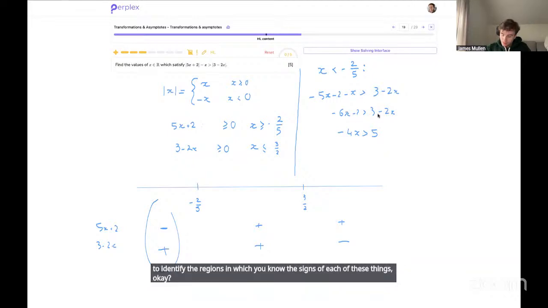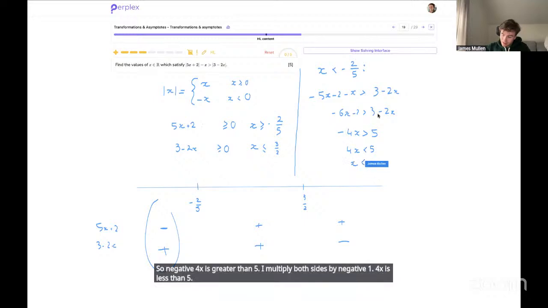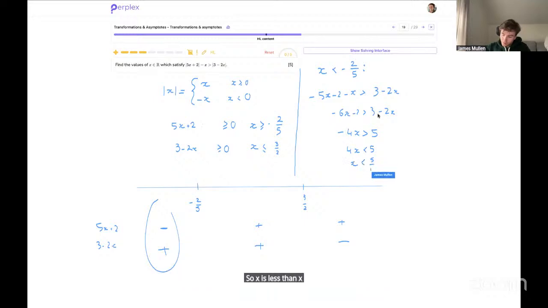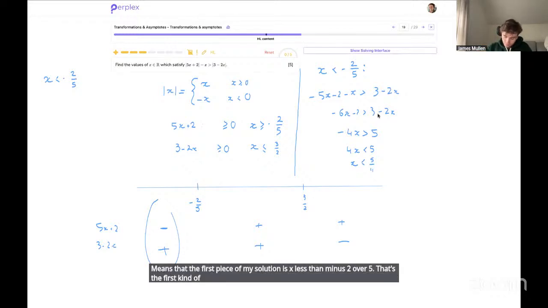So negative 4x is greater than 5. I multiply both sides by negative 1. 4x is less than 5. So x is less than 5 over 4, okay? But I combine that with the fact that x has to be less than minus 2 over 5, which means the first piece of my solution is x less than minus 2 over 5. Okay, that's the first branch of my solution. All right, now I'll erase this and we'll do the next case.